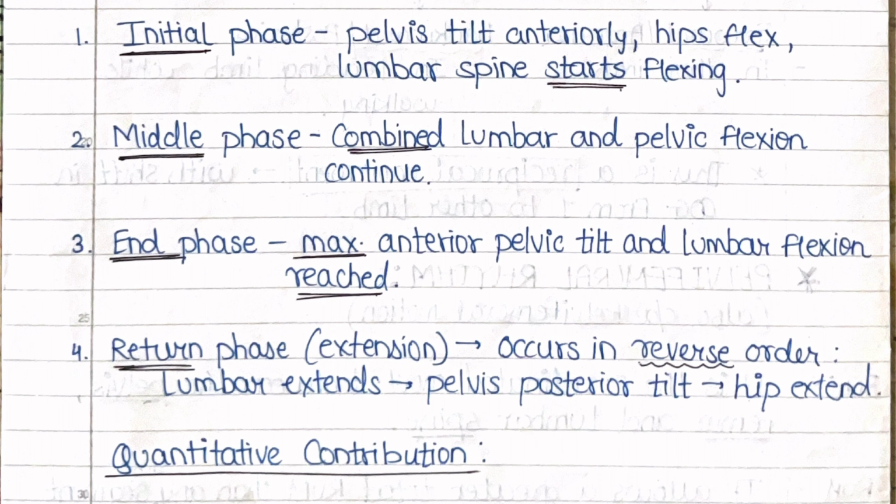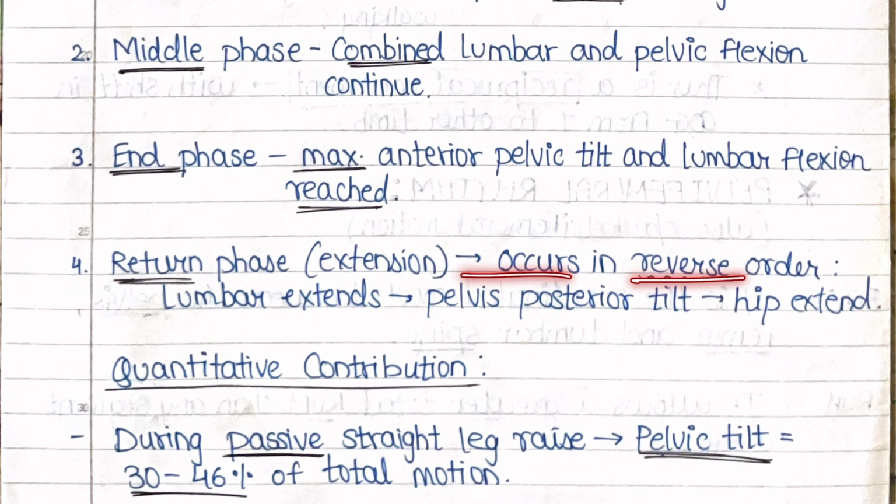So according to the language of the book, we are going into extension. It occurs in reverse order. Again, the lumbar extends, the pelvis tilts posteriorly, and the hip extends.